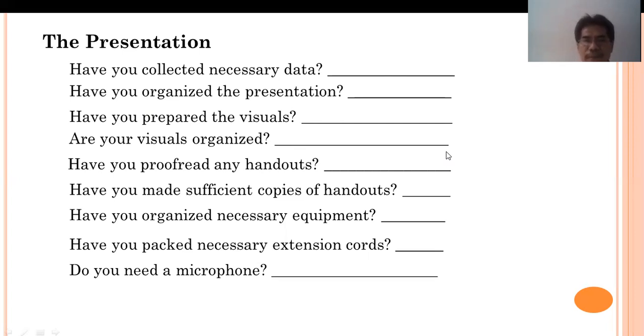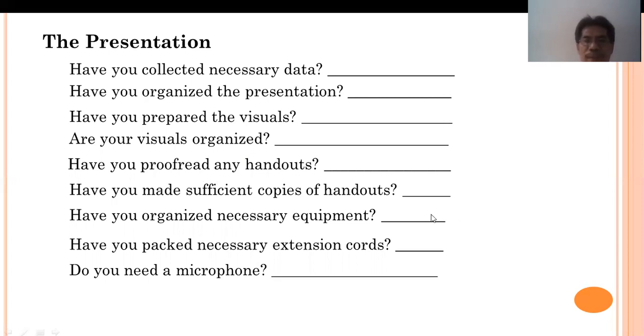Conclusion, introduction, body or content, and then conclusion or closing. Have you prepared the visuals? The visuals here are related to your PowerPoint, probably. Probably you have some videos to present. You have to make some preparation for it.